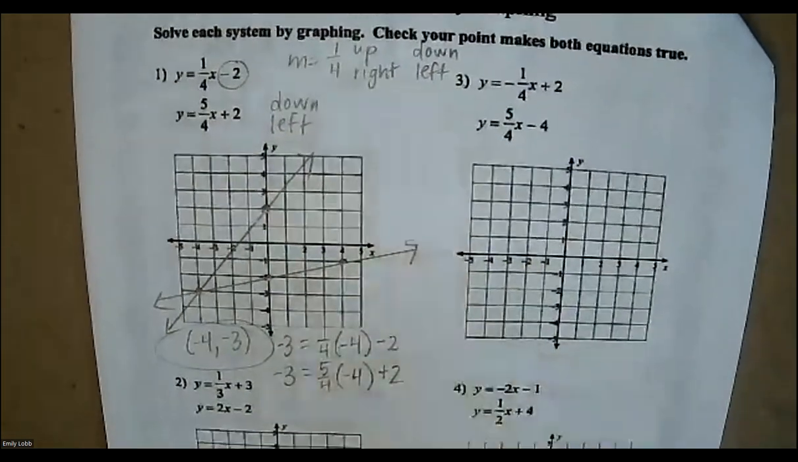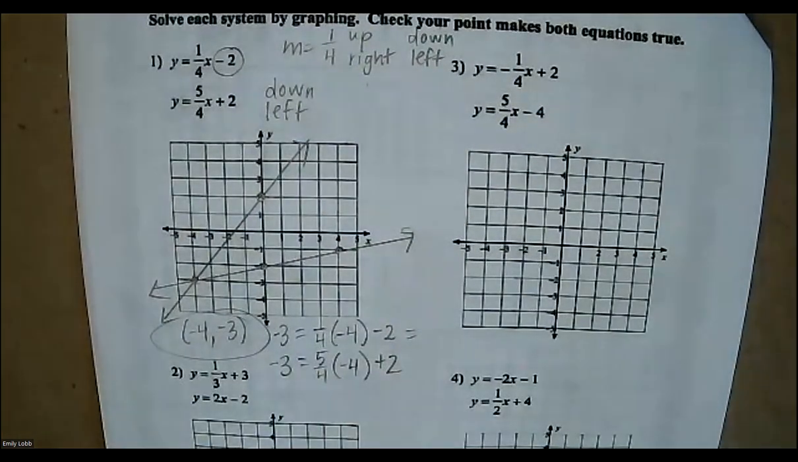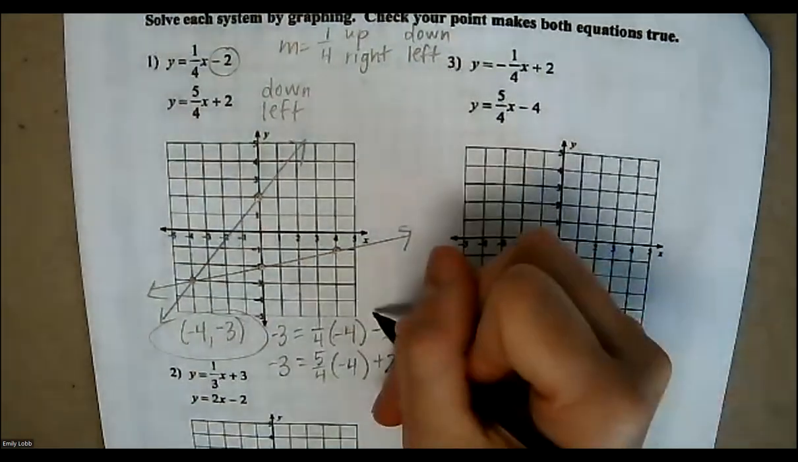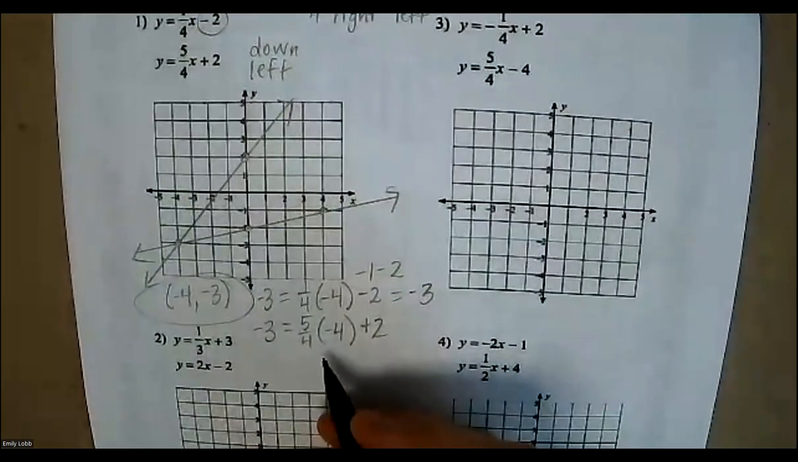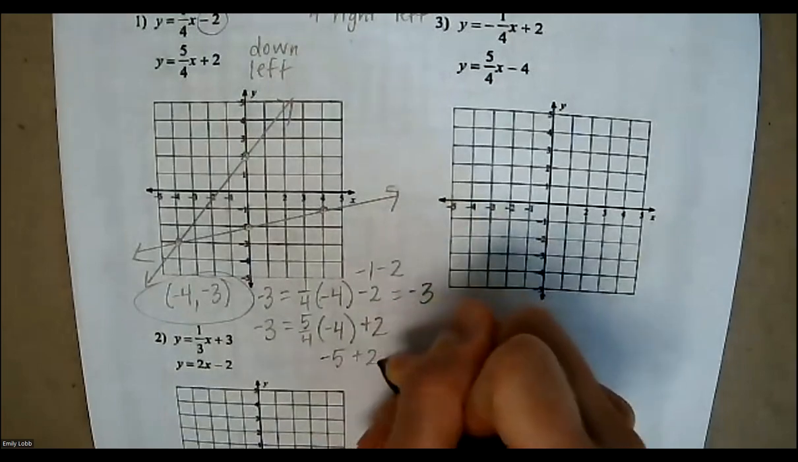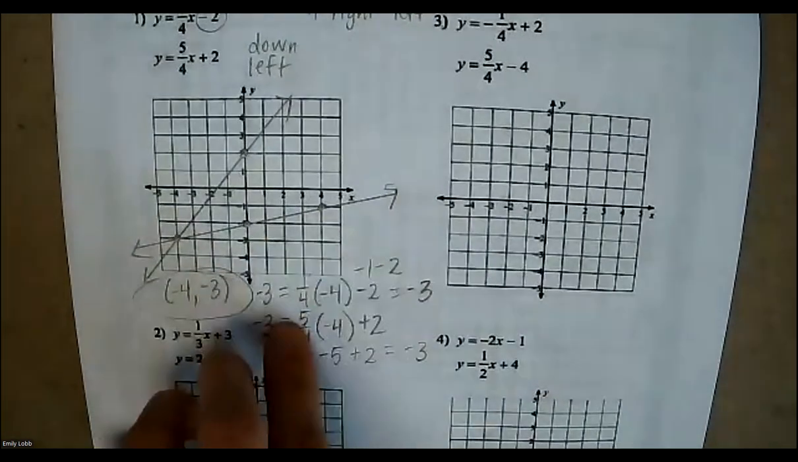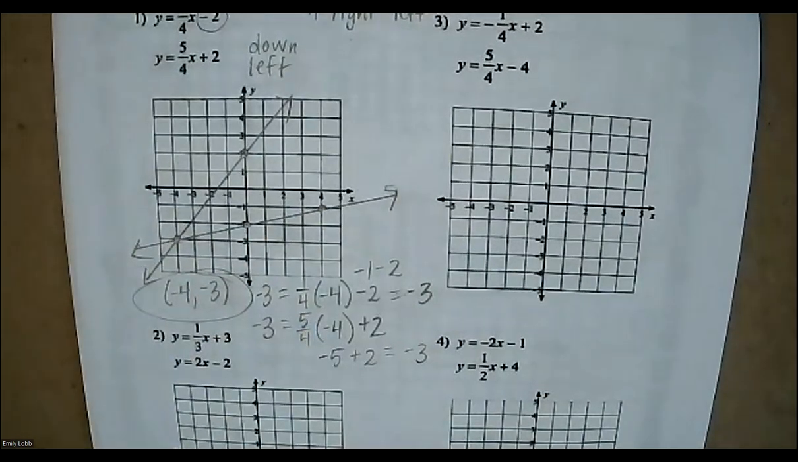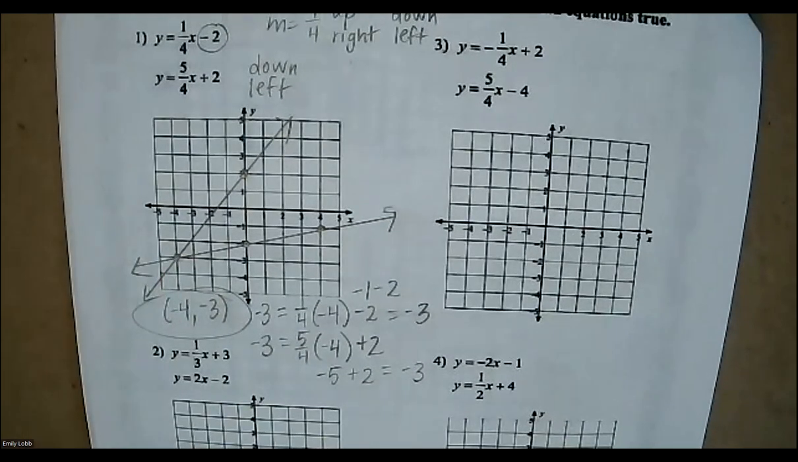So both of these we want to be -3. So this is -1 minus 2. That equals -3, right? And this is -5 plus 2, which equals -3. So both of them check out. That's one of the things that is expected of you on your quiz as well, okay?